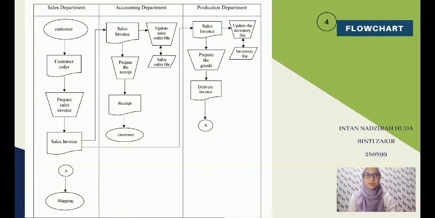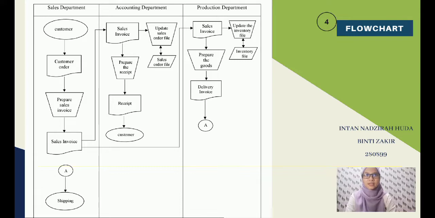Last in the sales order system is the flowchart. There are 3 departments involved, which are the sales department, accounting department, and production department. In the sales department, it starts with the customer who makes an order. The customer order in a document symbol goes to prepare the sales invoice in the manual operation symbol. The sales invoice document is sent to the accounting department and production department.